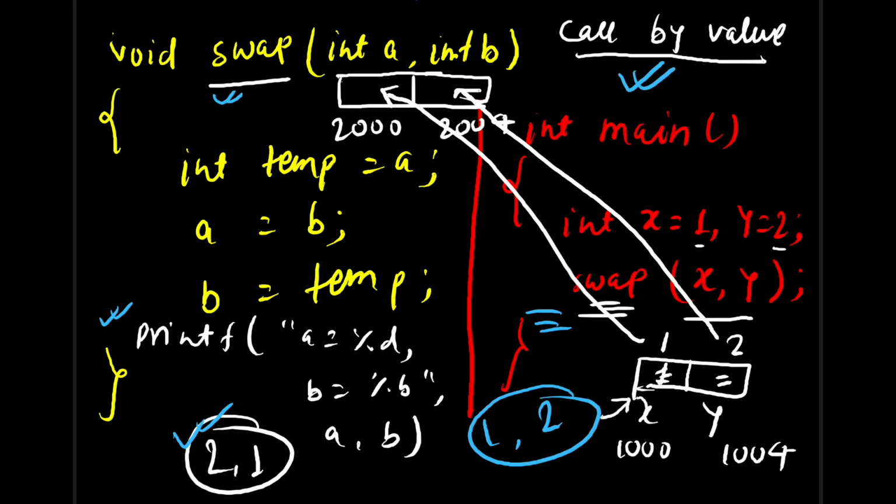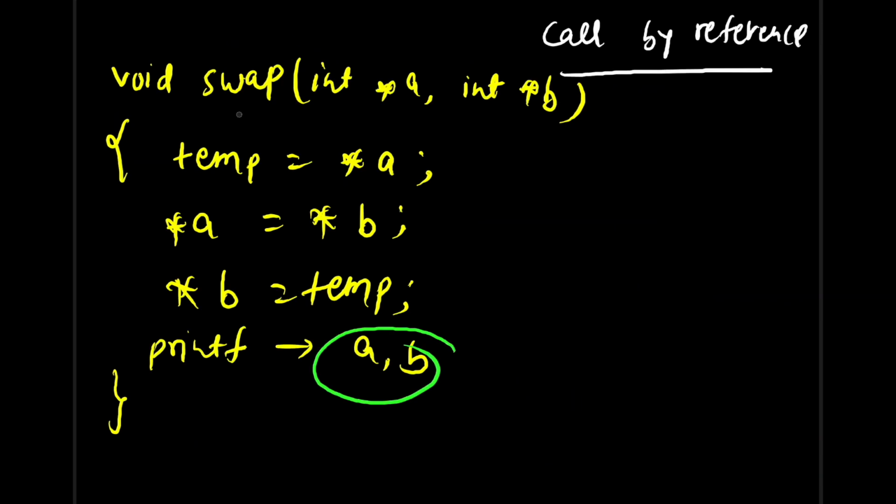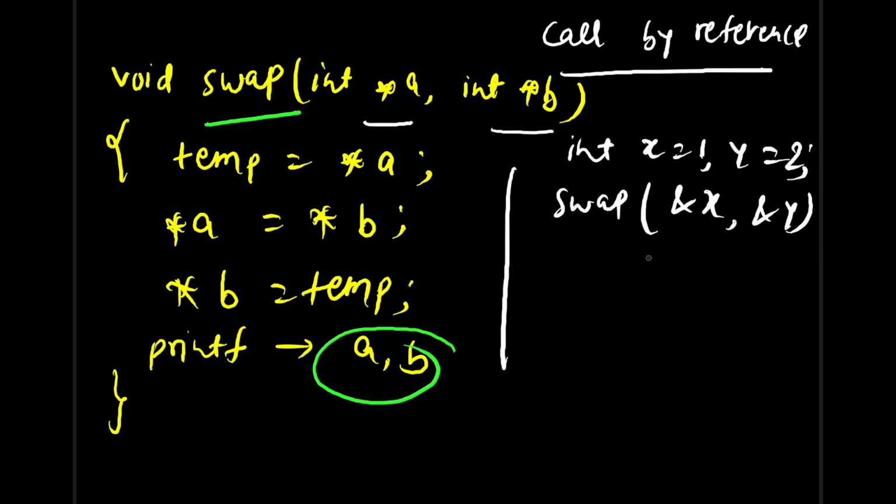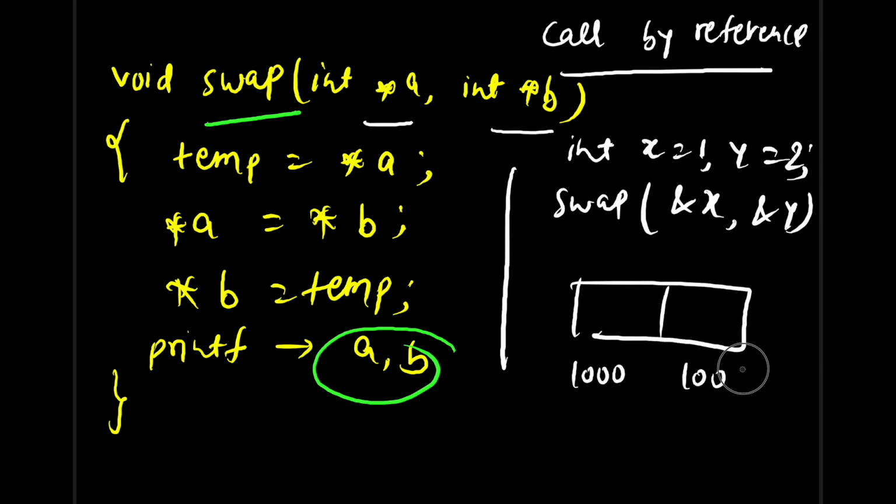And now the call by reference. I have redefined here the swap function, and in this case it is taking the reference of that variable. It is not taking the value. So whenever we call this swap function from the main, we have to call it by reference, meaning directly we are passing the address. So its address was, let's say, 1000 and this address was 1004 for y. So we are not passing the value here. We are passing this address directly.